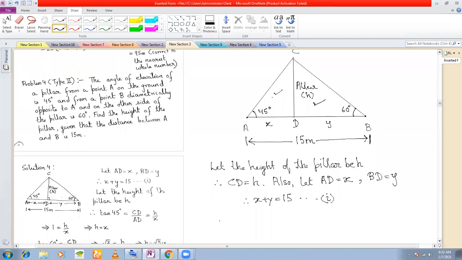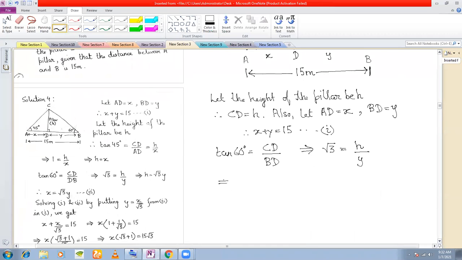We'll again use tan because we are not bothered with the hypotenuse; we are only bothered with perpendicular and base. So tan 60 is equal to CD by BD. Tan 60 is root 3, CD is h and BD is y. So you get h is equal to root 3 y.